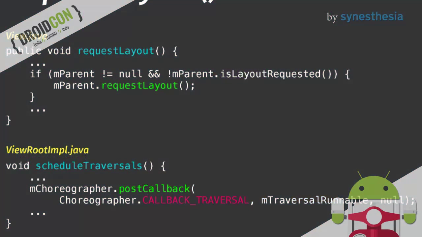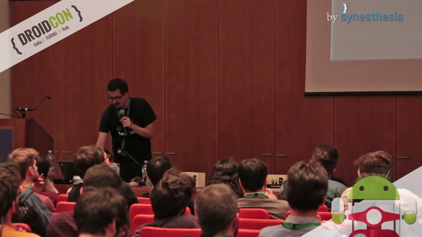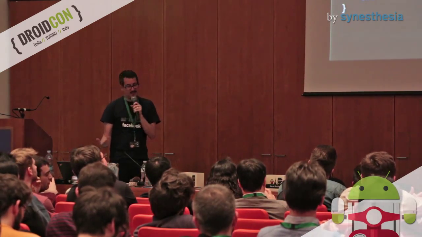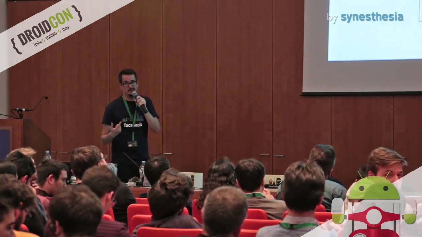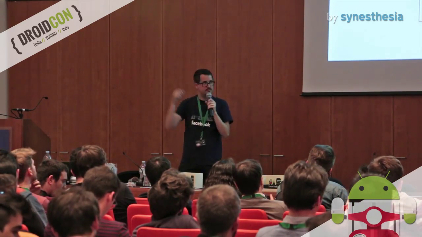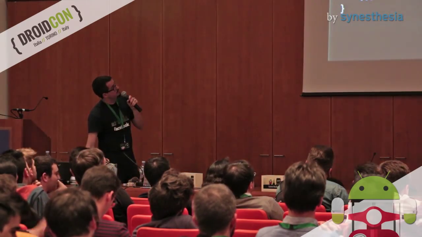The way it's implemented is pretty simple, actually. It basically checks: do I have a parent? Yes, then call request layout on the parent. And this will bubble up until the ViewRootImpl, which will then queue a traversal in the choreographer, which will then run the thing I just described. Just by looking at this code, you can see that the deeper your view hierarchy is, the more costly your request layout calls will be, because it has to travel all the way up. So this is one of the many reasons to keep your view hierarchies as flat as possible.